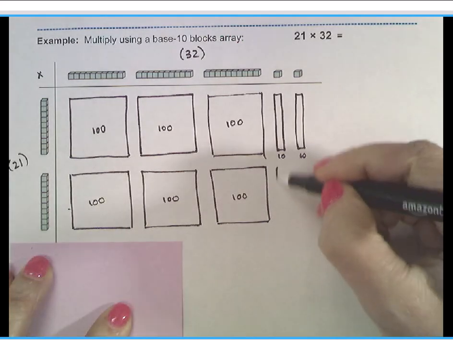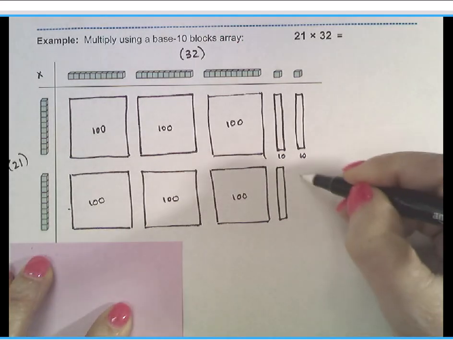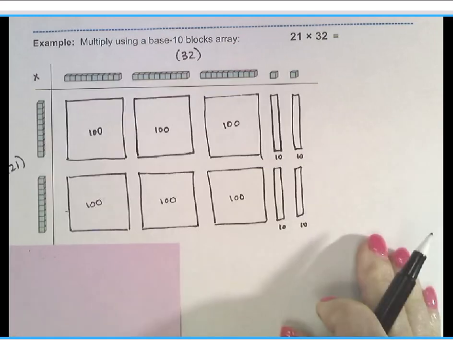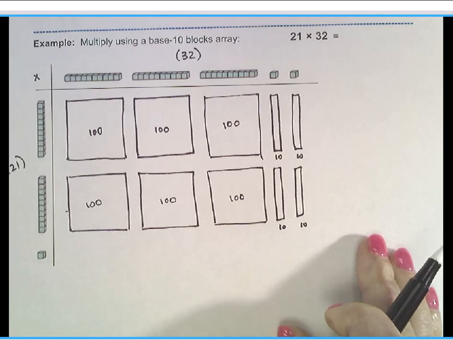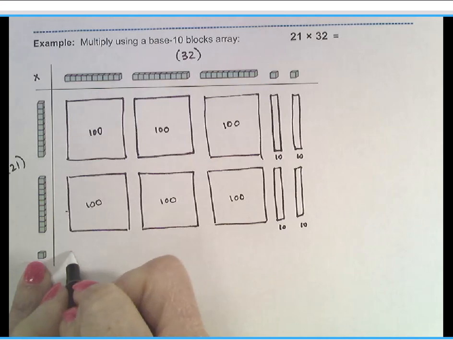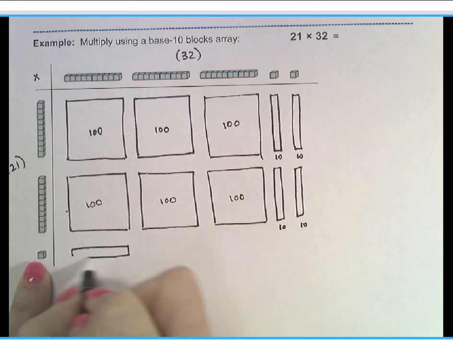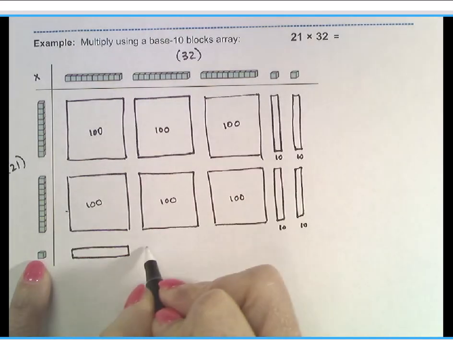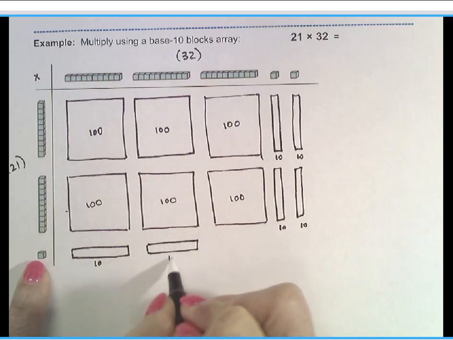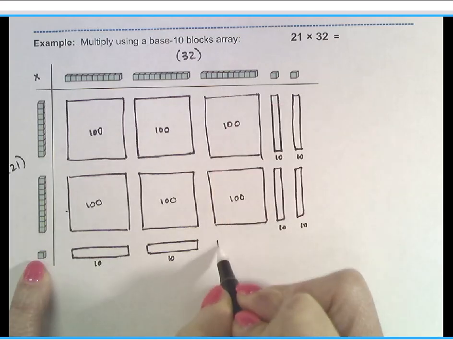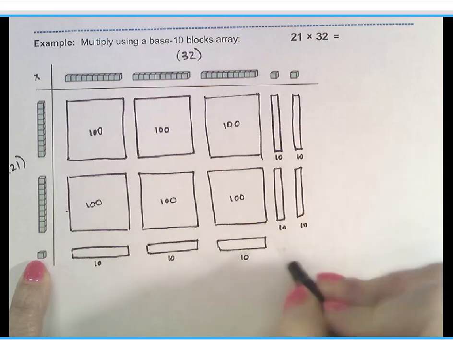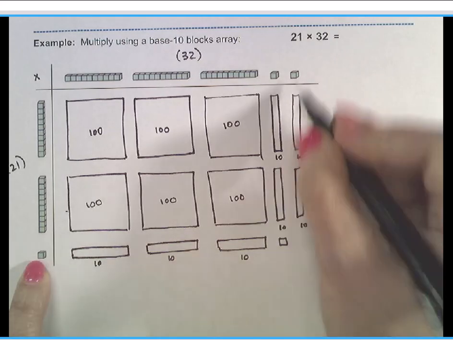And then we've got a 10 and a 10. Okay, and then for the last part, we're going to distribute this little 1 through there. So 1 times 10 is 10. 1 times 10 is 10. I've got to draw them horizontally so this all makes a rectangle when we're done. 1 times 10 is 10. And then 1 times 1 is 1. 1 times 1 is 1.